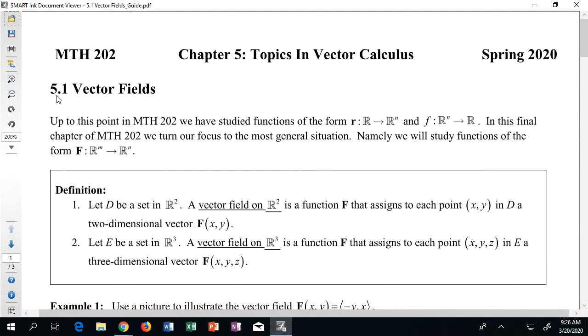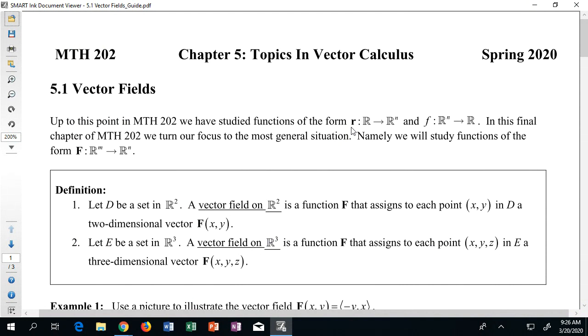Welcome to Chapter 5. We're going to talk in this section about vector fields and what exactly is a vector field. How do I visualize a vector field, and maybe what is some of the stuff that's good for? So as I state here at the top, so far in Calc 3, what we've looked at are a bunch of different kinds of functions.